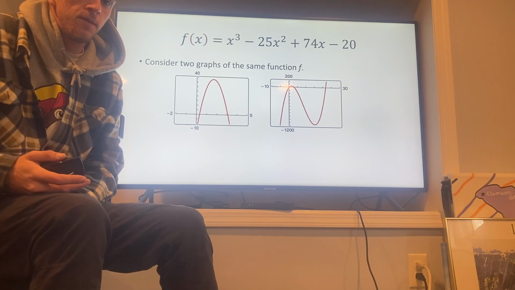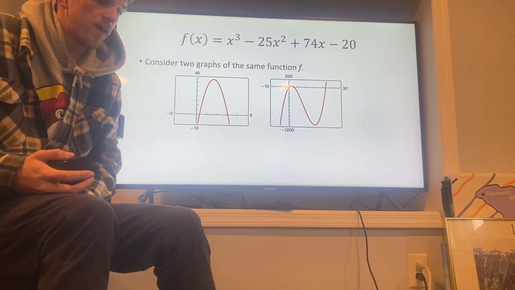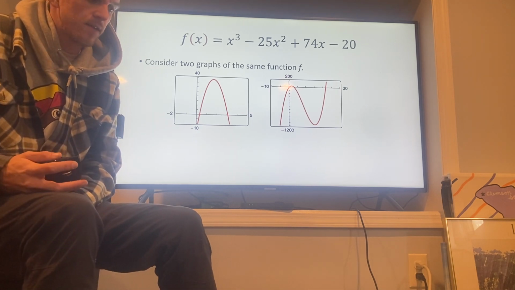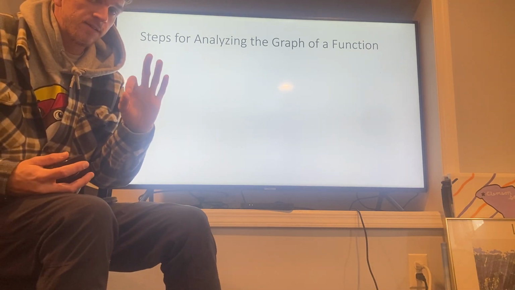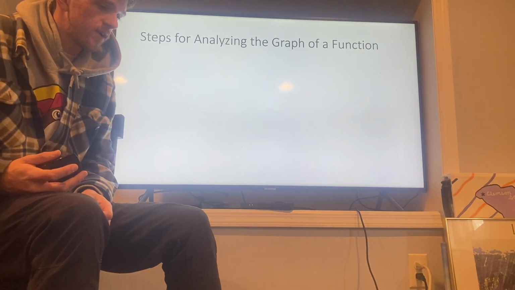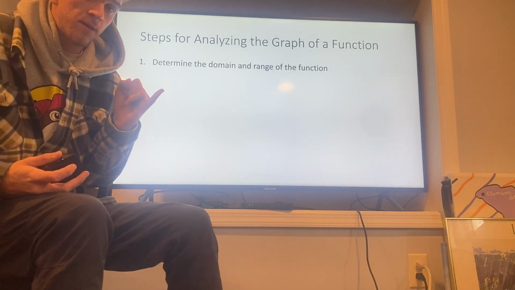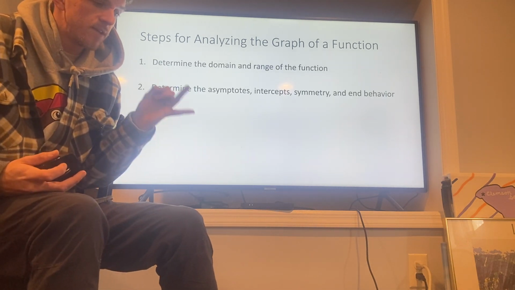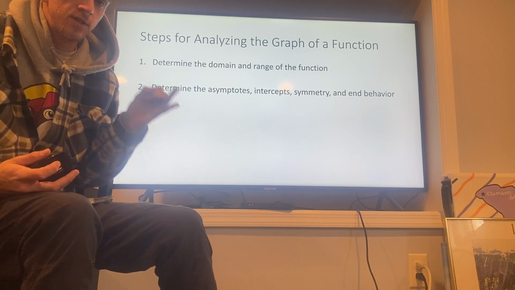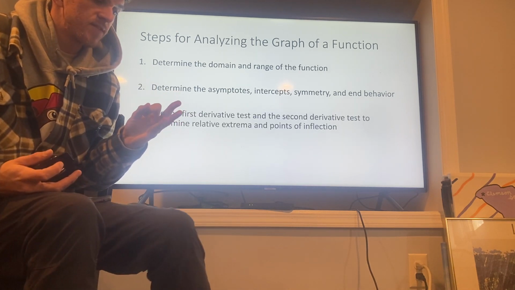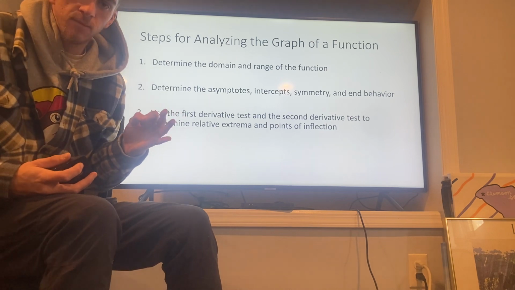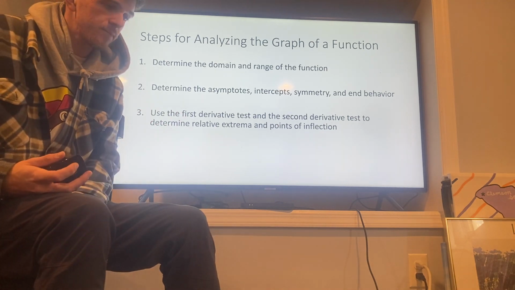What we're going to do is use calculus to find all the information we need to figure that out. There are 3 steps for analyzing the graph of a function. First, we have to determine the domain and range. We need to determine any asymptotes, intercepts, symmetry, and end behavior. And we need to use the first and second derivative tests to determine relative extrema and points of inflection.